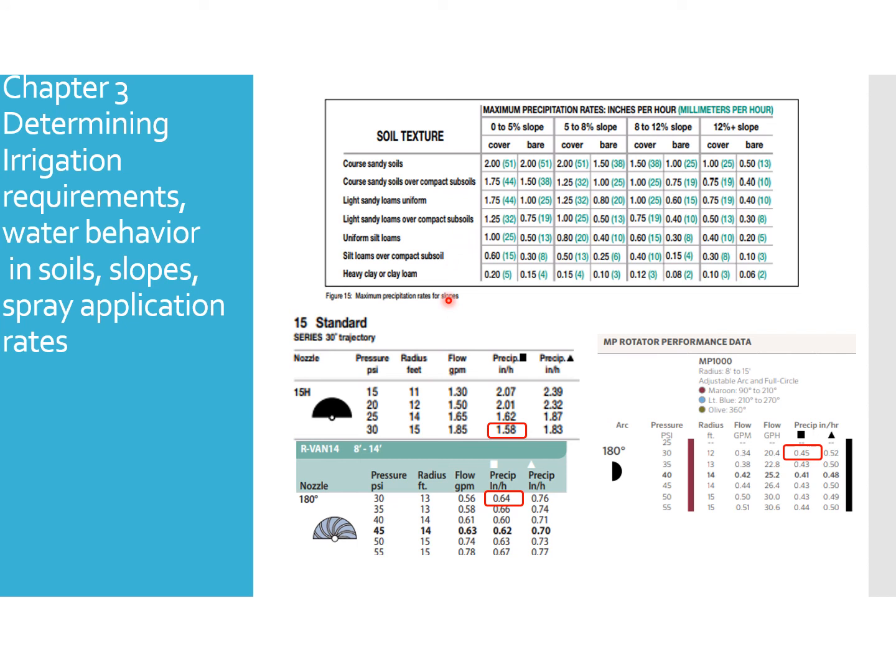So how this works out in an irrigation system, and why this is important, is trying to match, or get as close as you can to, the infiltration rate of the soil by what you're applying.